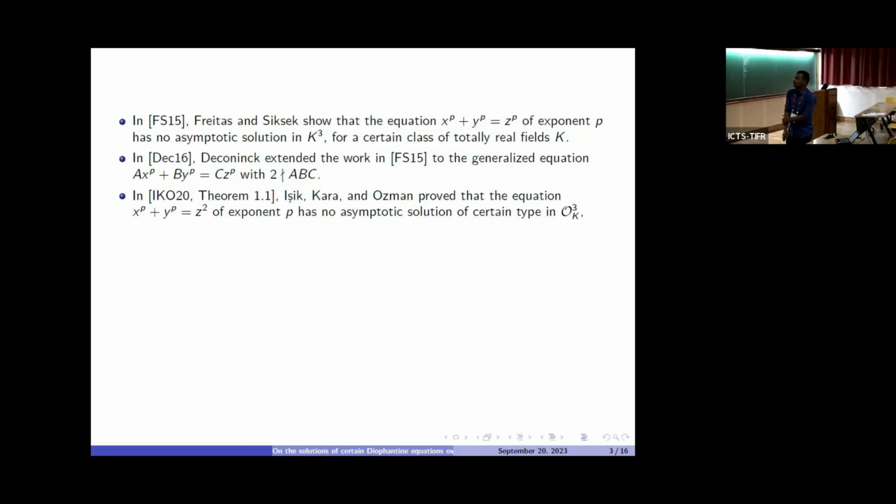Then in 2020, Isaac, Kara, and Osman studied the equation x to the power p plus y to the power p equal to z square, and proved that this equation has no asymptotic solution of a certain type in OK, with the condition that the narrow class number of K plus is equal to 1 and the residual degree f of p over 2 is equal to 1 for some prime p in OK.